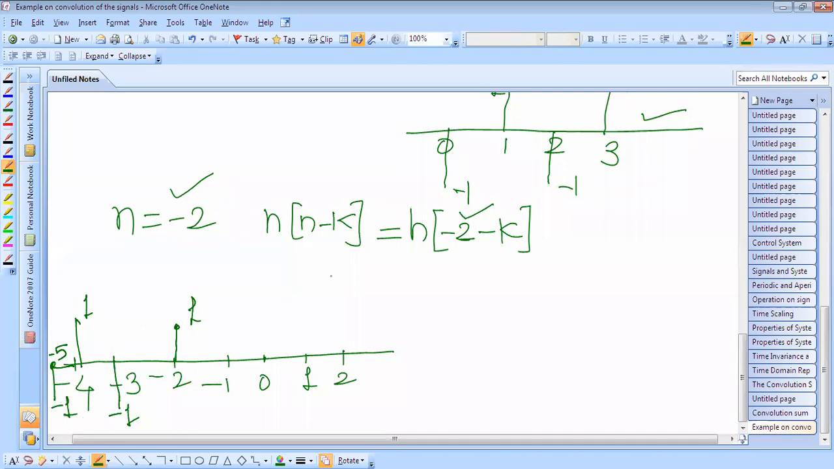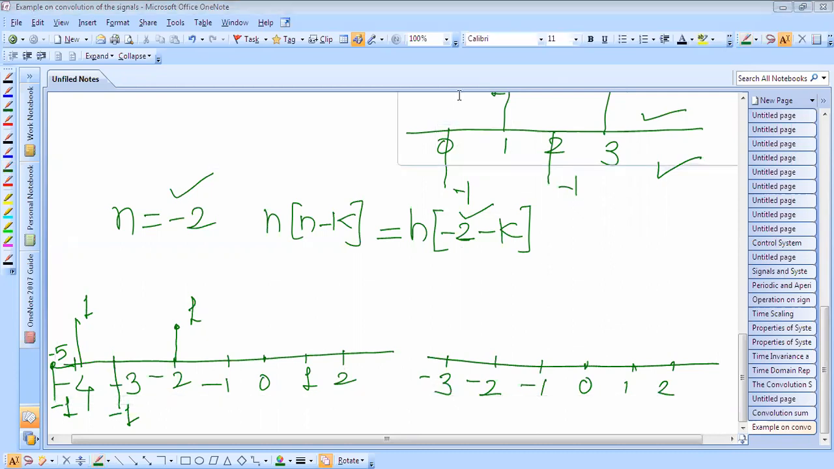So in this way, we have shifted this impulse response h of minus k toward the left by n equal to -2, because whenever n is negative, that means we have to shift the impulse response toward the left by 2. And now the input is given. What is the input? This is 0, 1, 2, -1, -2, -3. This is the input I have drawn.